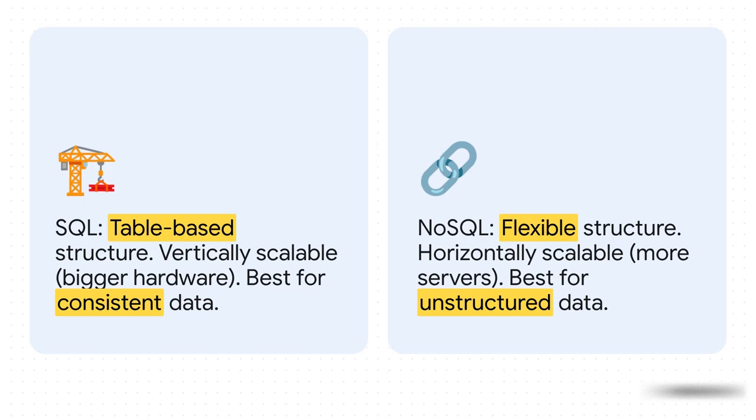SQL databases love that rigid table-based structure we've been talking about, which is absolutely perfect for things that have to be consistent, like financial data. NoSQL databases are way more flexible, which is great for messy, semi-structured stuff like social media posts. And when it comes to getting bigger, SQL usually scales up by getting a more powerful server, while NoSQL scales out by adding more servers. At the end of the day, they're just different tools for different jobs.